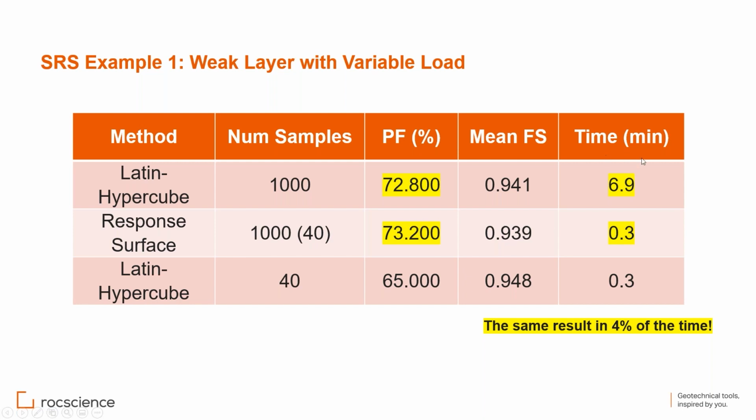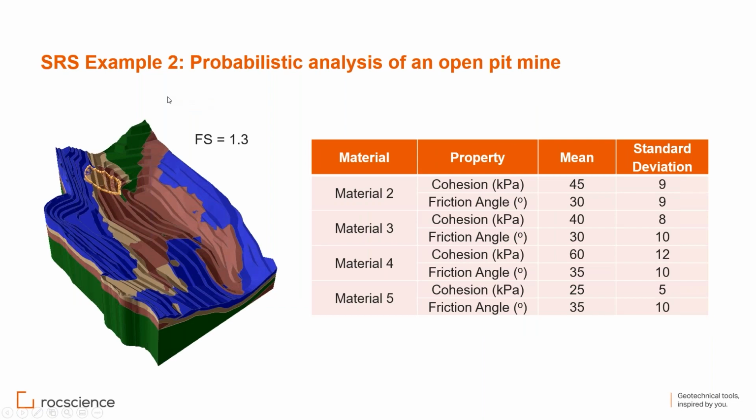So the important column is the computation time. Latin hypercube takes about 7 minutes, while response surface takes about 20 seconds, which means it takes 4% of the time. So this is all fine. We saved 6.5 minutes. But in Slide 3, this actually has a huge impact.